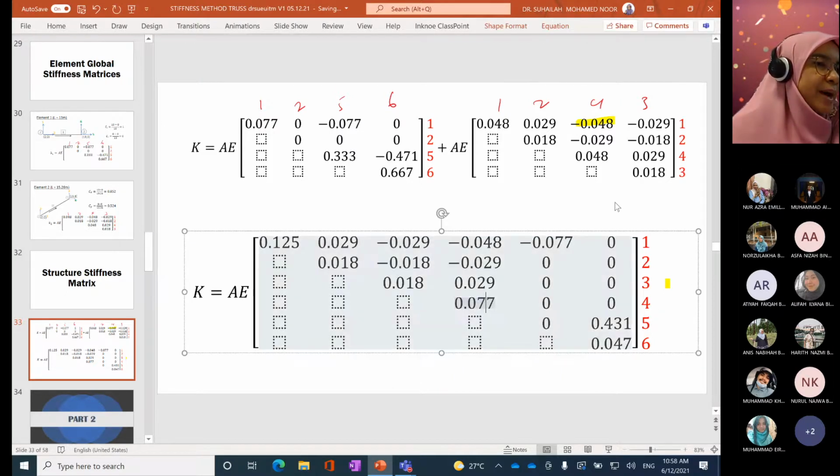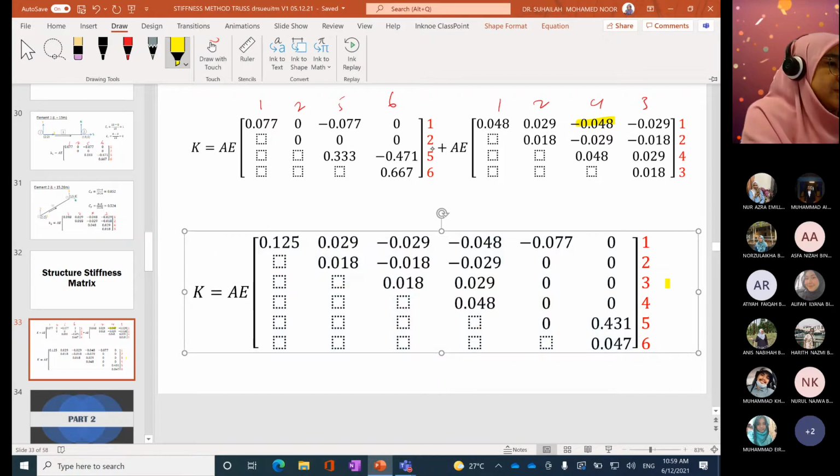Okay, 44 mana 44? Sini 44. 0.048. Kan? 0.048. 45. 45 kosong. 45 mana? 45 tak jumpa kan? Okay, 45 kosong. Mana 45? 45 kosong. 46. Kosong juga. 46 kosong juga.